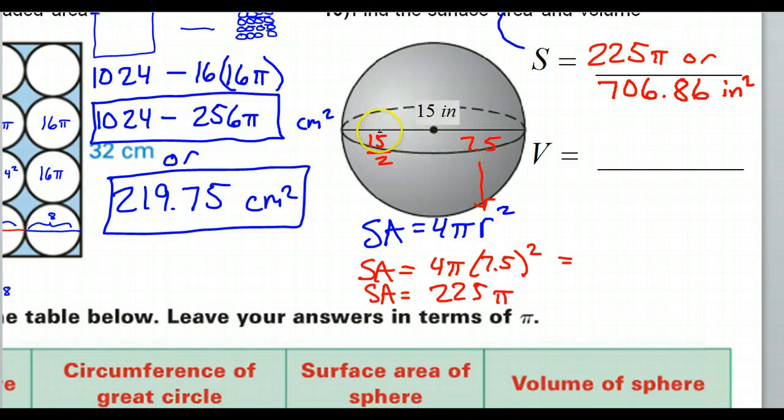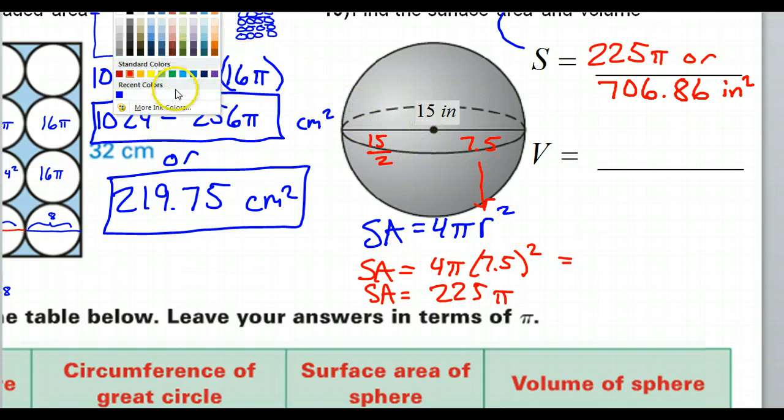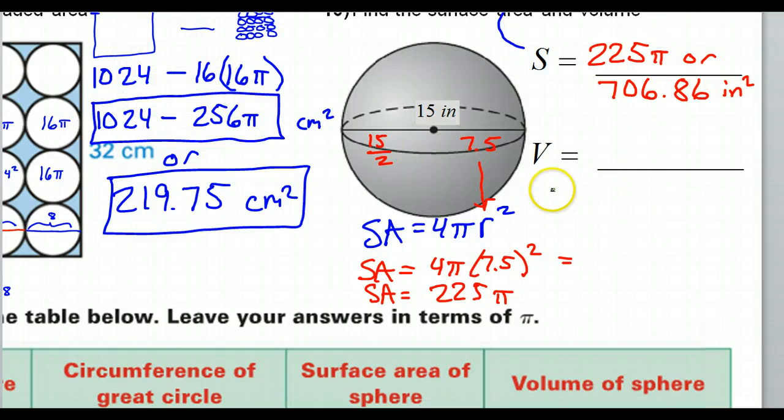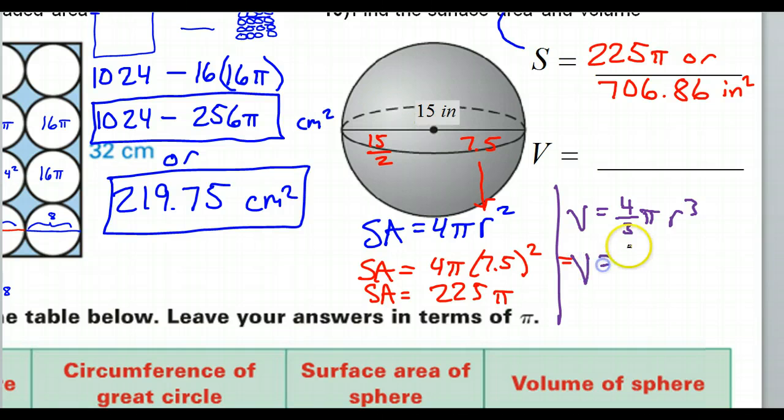Now the volume. Let me switch colors. I'll go purple in this one. Okay, so the volume is 4/3 pi times the radius cubed. So this will be 4/3 pi times 7.5 cubed. All right, let me see what happens if I type this in without the pi.